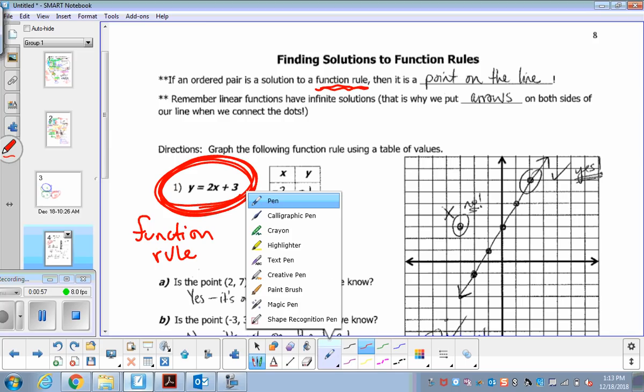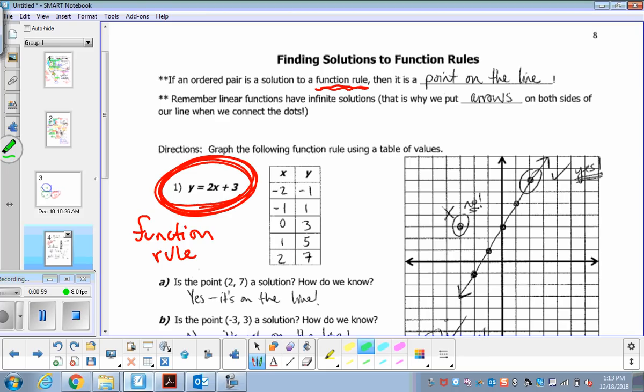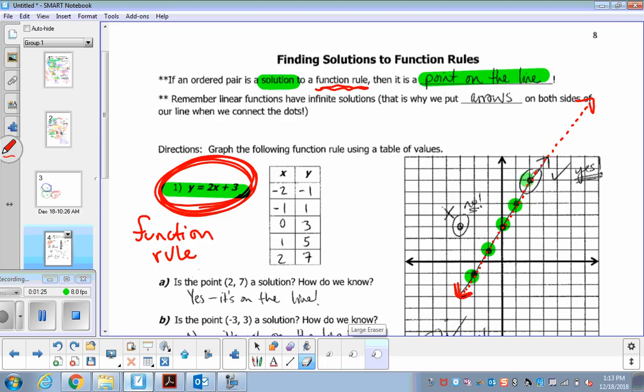Now, in general, for this page, all we're saying is that if something is considered a solution to one of these equations, that means it is a point on the line. That's all we're saying. Now, remember that our lines go on forever and ever, meaning there's technically an infinite number of solutions along the way, and it could go on forever, which is why we need an arrow. Okay? So we put arrows on both sides of our lines when we connect.